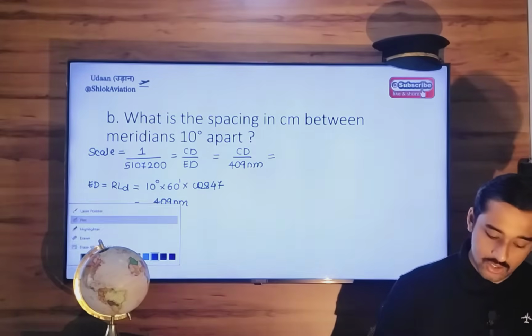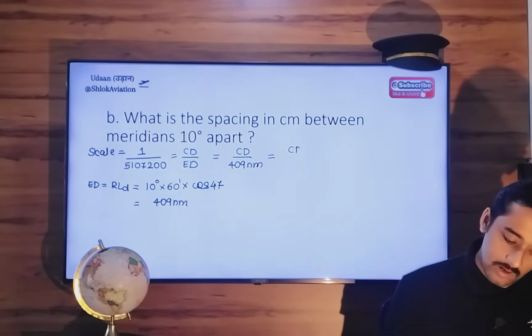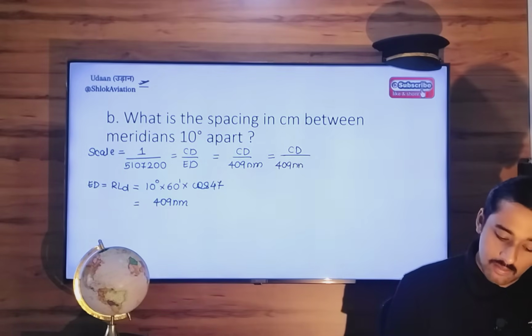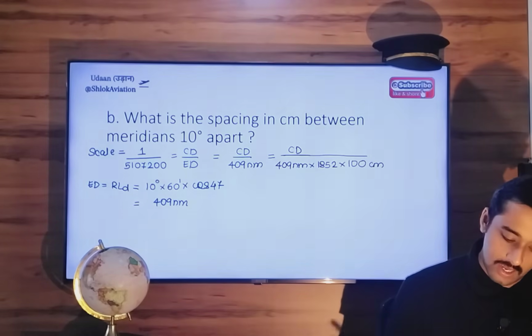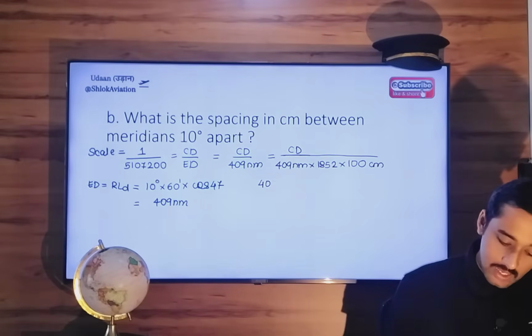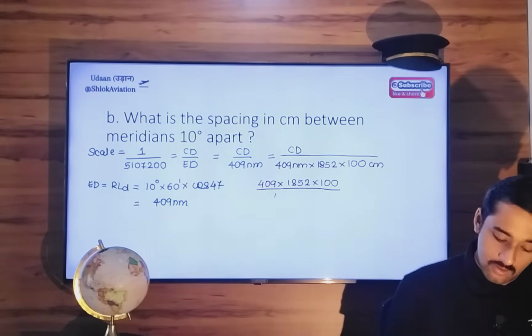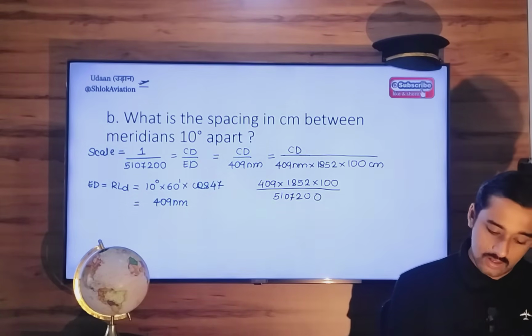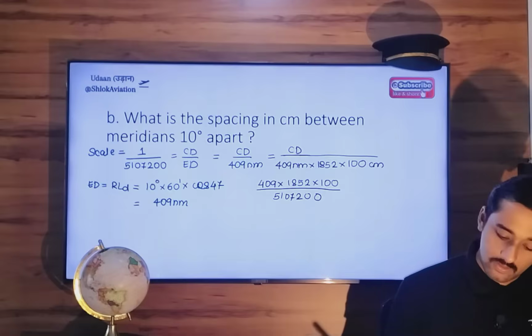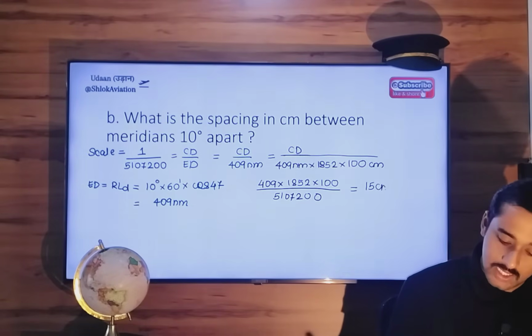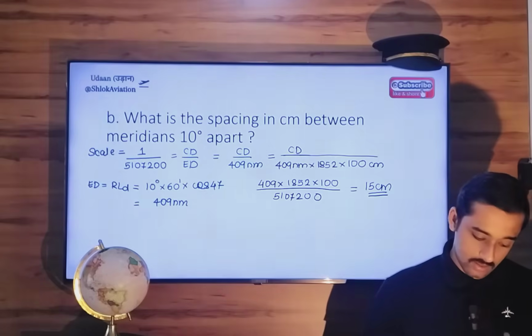Now we want our chart distance to be in centimeter. So convert 409 nautical mile into centimeter multiplied by meter multiplied by centimeter. Cross multiply. So 409 into 1852 into 100 divide by 5107,200. So 409 into 1852 divide by 51072. 14.8 or approximately 15 centimeters. So chart distance is 15 centimeters.